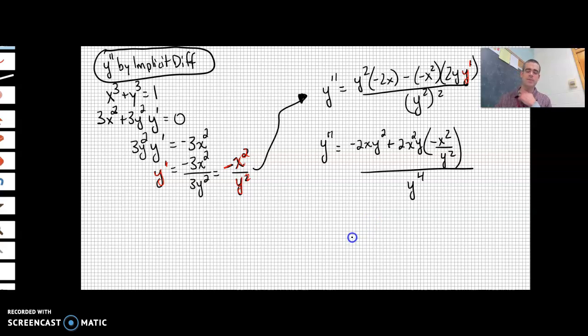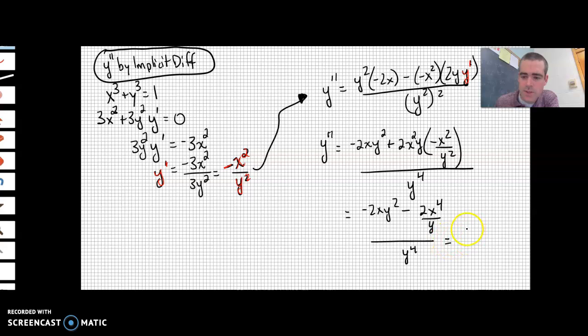We could certainly leave this problem like this for now. But I guess, if you want, you can just clean it up a little bit. I don't know what you want to do to clean this up. It's not exactly the most glorious thing I've ever seen in my life. But I guess we could cancel out a y there. So this is negative 2xy squared plus, that should become a minus, 2x to the 4th over y, and all of that over y to the 4th.